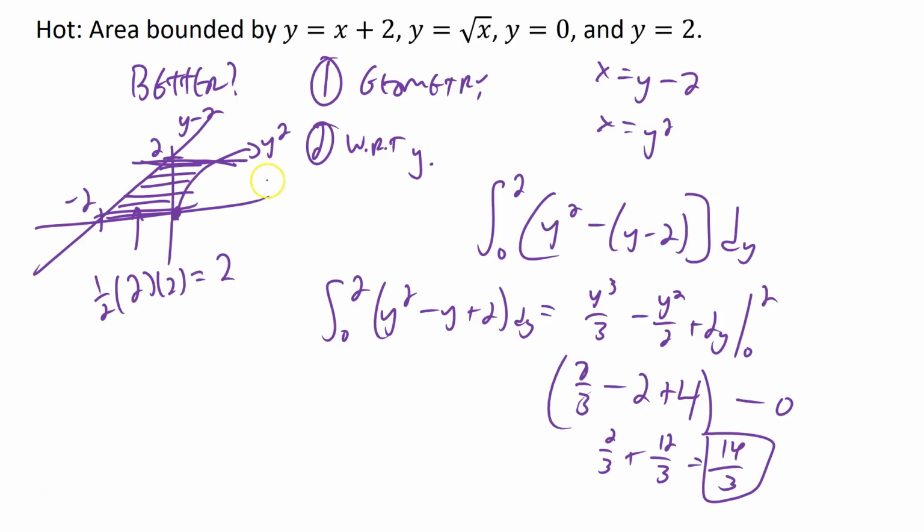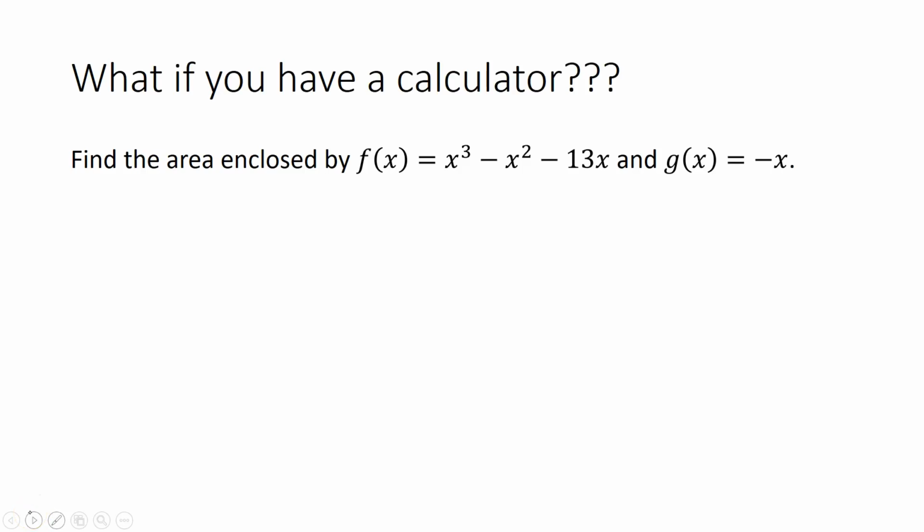Sometimes changing variables to y's is necessary. In this case, it wasn't necessary. We were able to split it into 2 chunks using x, but sometimes it's definitely easier to use y. So, what if you have a calculator? So here we're asked to find the area enclosed by x cubed minus x squared minus 13x and g of x, which is negative x. So first thing I would probably do with this is graph both parts on my calculator. So let's do that real quick.